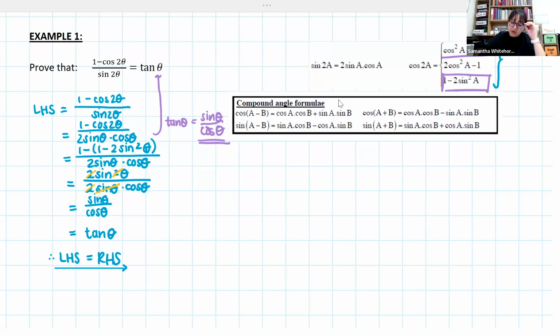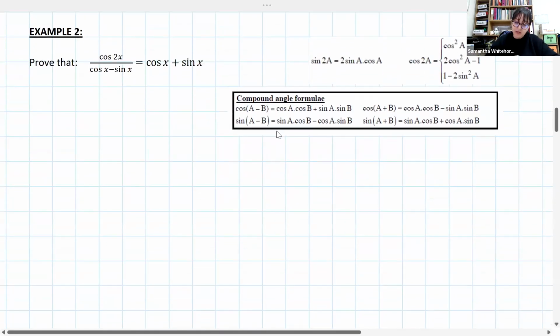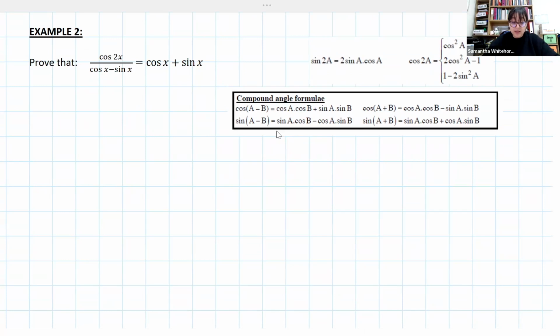And like I said, guys, unfortunately, there's no special rule, special formula I can give you that will work every time. It really is a case of you becoming comfortable with your trig content and your trig rules. Okay. So if we have a look at example 2, again, I've given you the information on the side, but we now want to prove that cos 2x divided by cos x minus sin x is equal to cos x plus sin x. So again, start looking for things that sort of look familiar to you.